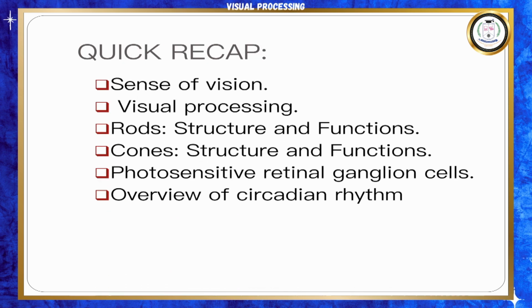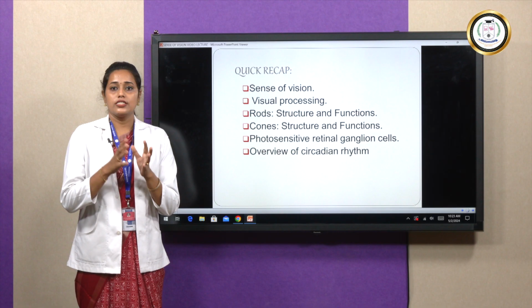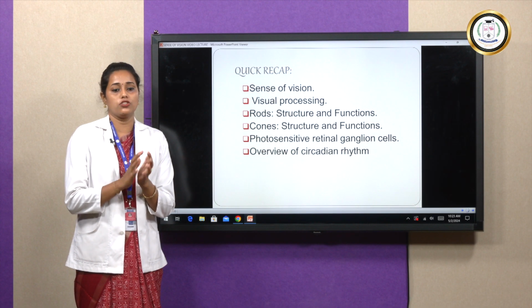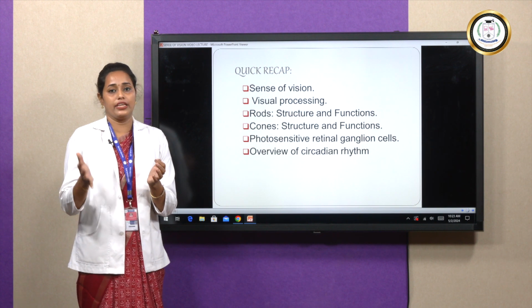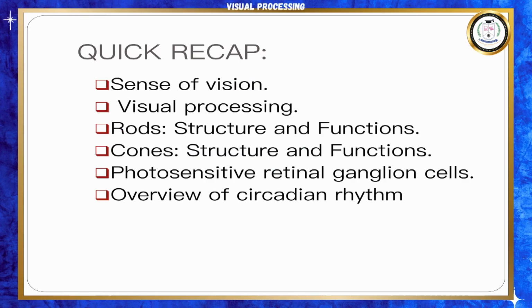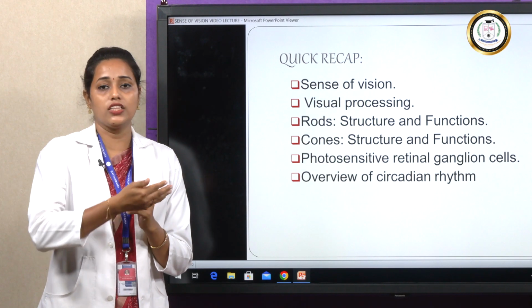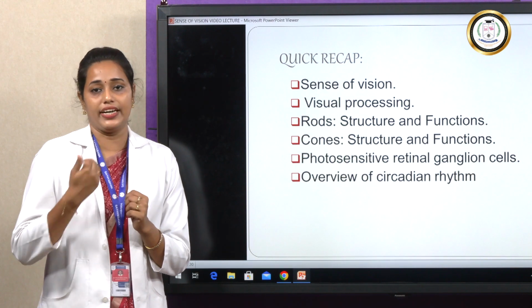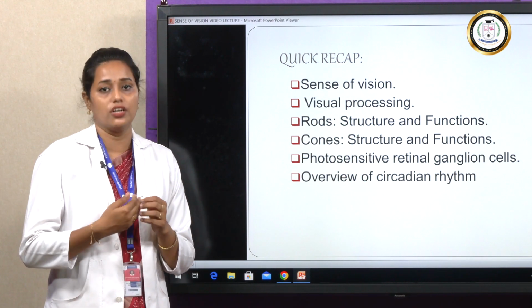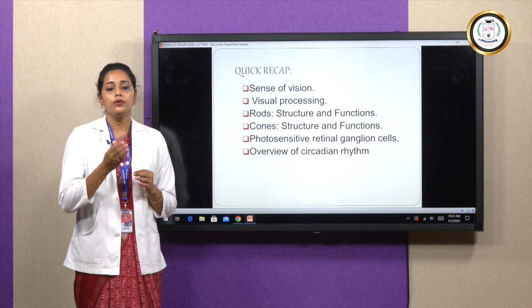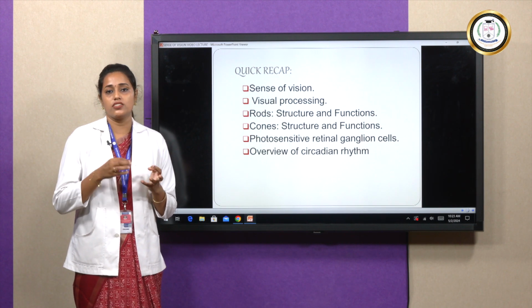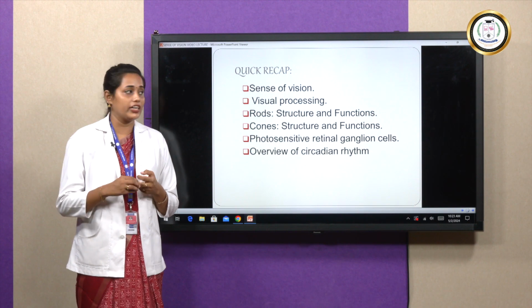First, we discussed what the sense of vision is. Sense of vision is nothing but the process of converting unstructured data into a meaningful image. Next, the process of visual processing we have discussed in a flowchart, that is, from the eye, the visual input goes into the retina, which is the light sensitive structure. From there, we have photoreceptors present in the retina. The photoreceptors in the retina are rods, cones and retinal ganglion cells.